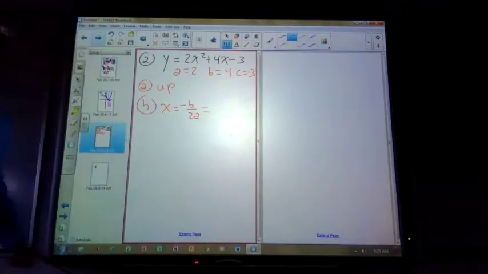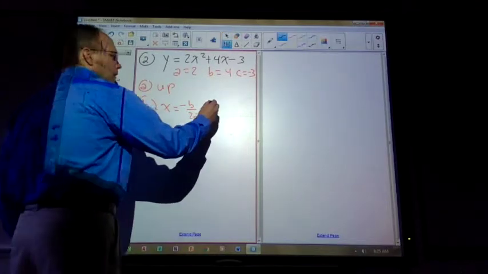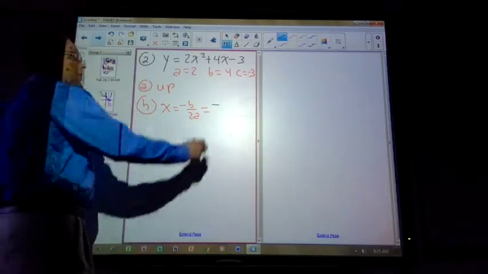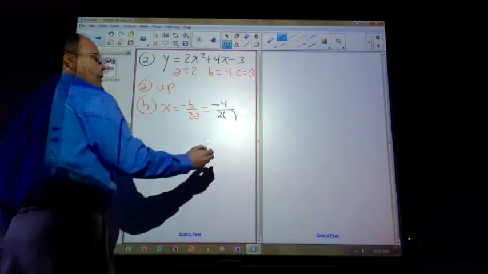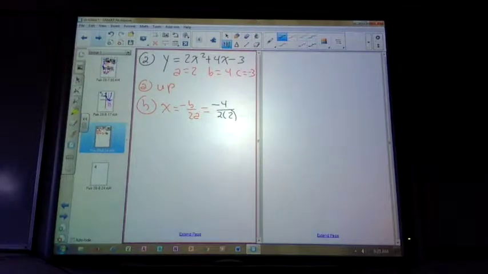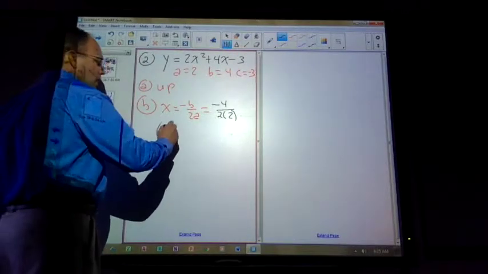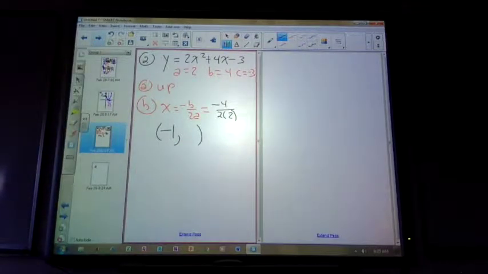What do we know? What do we plug in? That negative needs to come along to the right. What's b? 4 over 2, which is a constant. What's a? 2. What is my x value? Negative 4 over 4. Negative 4 over 4 is? Negative 1. So my vertex is at negative 1, comma, I don't know yet.